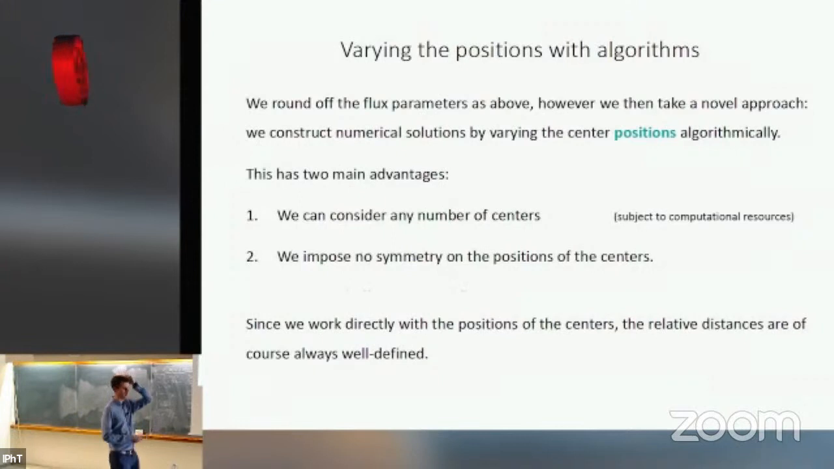So we're going to follow most of those initial steps that I just outlined in one of those particular approaches. But in the last step, we're going to use a computer to vary the positions of the centers algorithmically with the goal of constructing numerical solutions. So it has 2 main advantages. Firstly, we can consider any number of centers, subject, of course, to computational resources, but we can access potentially this regime of large numbers of centers, which may get us a little closer to the kind of space-time foam pictures that Samir was drawing in the previous talk. And moreover, we impose no symmetry whatsoever on the positions of centers, so everything is completely generic. If we want to, we can adapt the algorithm to have some particular hierarchies between centers, but a priori, there's no symmetry whatsoever.